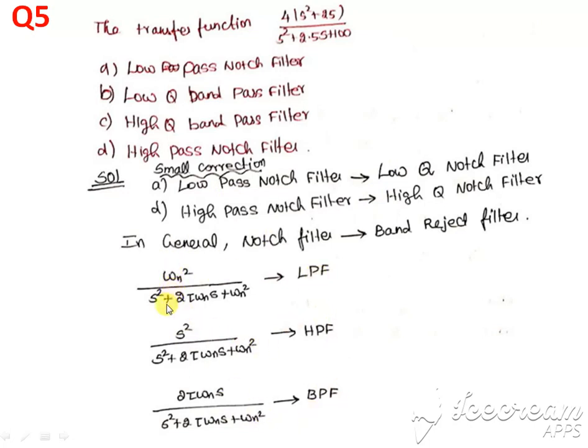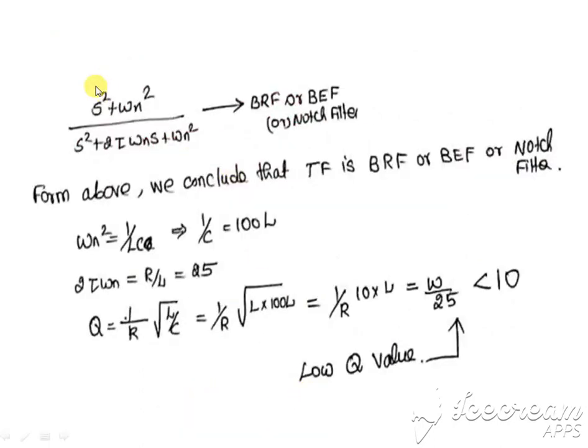Omega n square divided by s square plus 2 tau omega n s plus omega n squared means low pass. If s squared is in the numerator, it means high pass. If 2 tau omega n s is there, it means band pass. If s squared plus omega n squared is there, it means band reject, band elimination, band stop, or notch filter. So from this we can identify that the given function is a notch filter, or band reject, or band elimination filter.